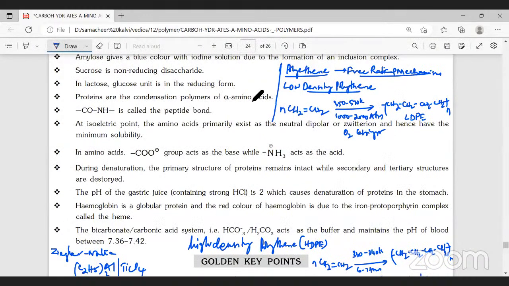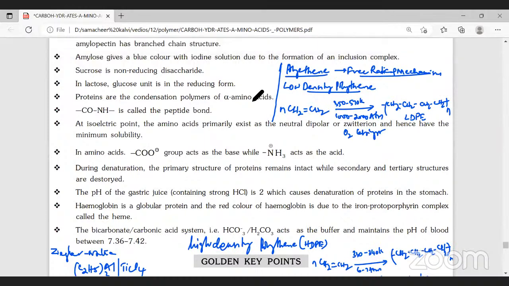Remember, you write a statement. How is low density polyethylene prepared? It is manufactured by heating ethylene at 350 to 570 Kelvin at a pressure of 1000 to 2000 atmospheres in the presence of oxygen or peroxide. We can use oxygen or we can also use peroxide as a catalyst. So we get low density polythene.